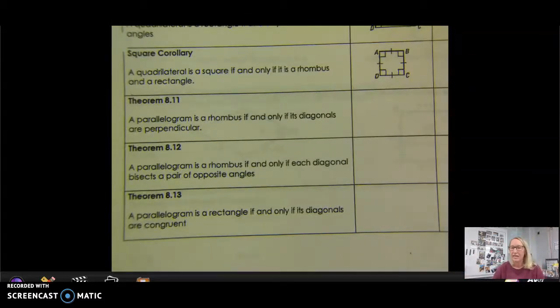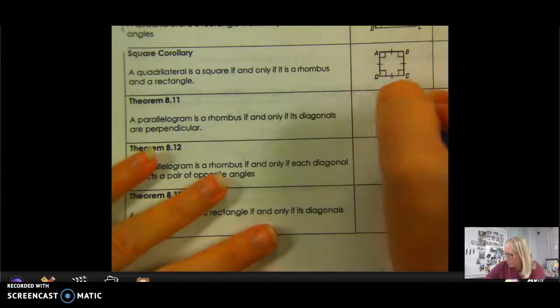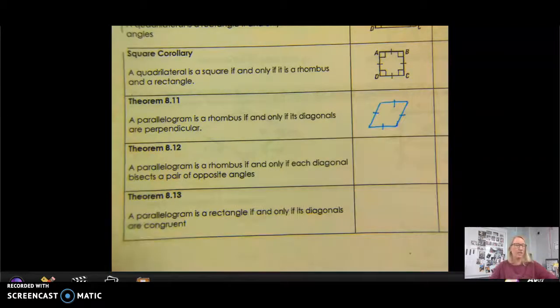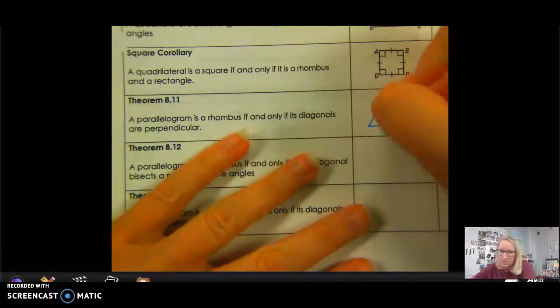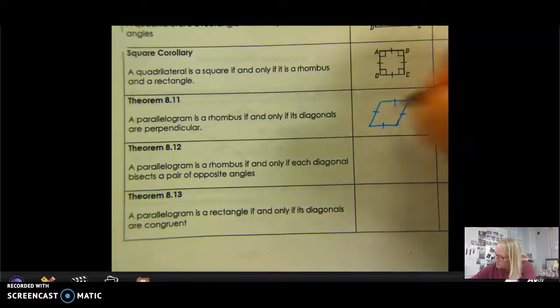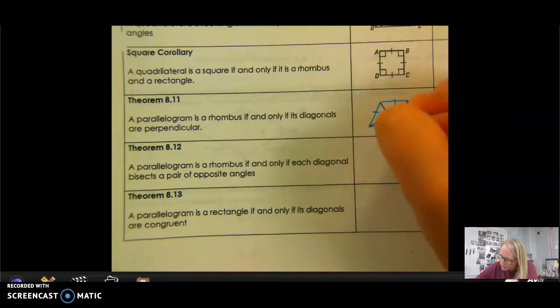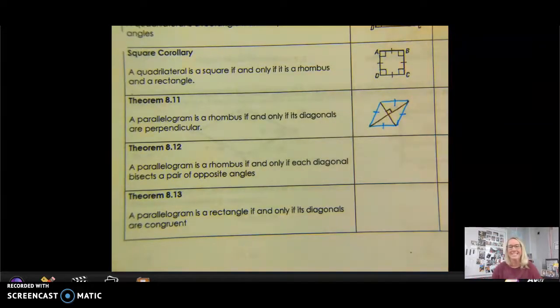Theorem 8.11, again, I don't need you to memorize the number. I do need you to understand what it is saying and the general idea behind it. A parallelogram is a rhombus if and only if its diagonals are perpendicular. So if I were to draw a rhombus here, remember that is a quadrilateral with all 4 sides congruent. And then if I draw its diagonals, what they're saying here is that these diagonals will meet at an intersection at a 90-degree angle.